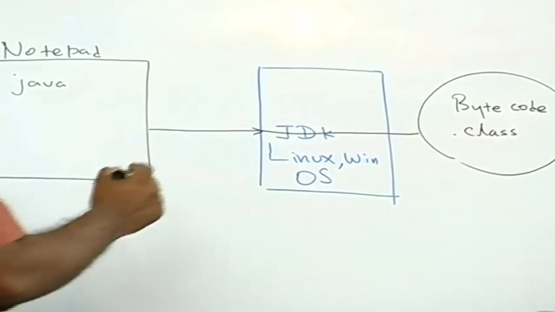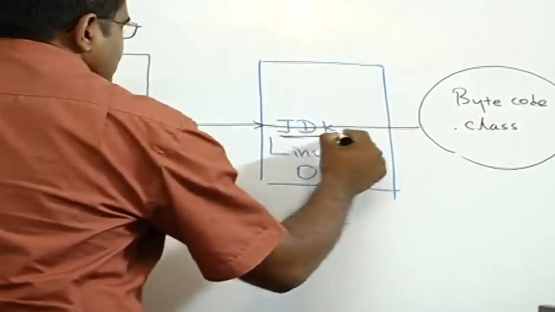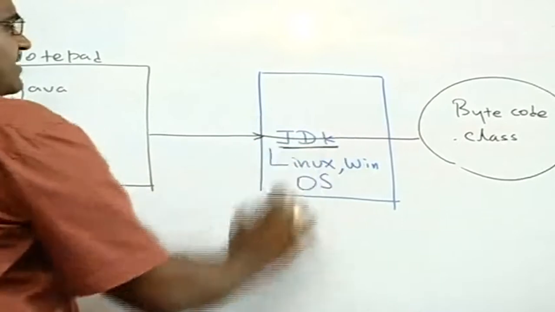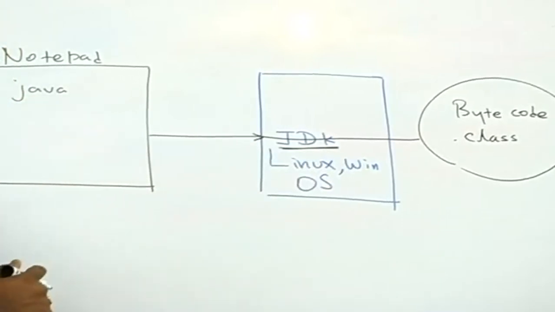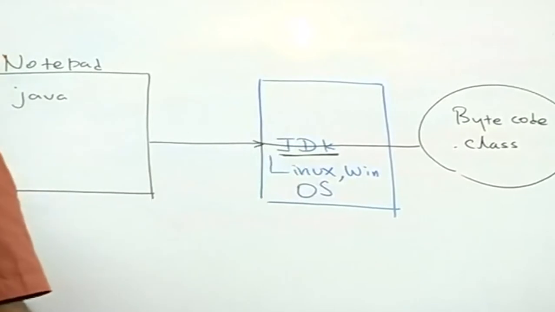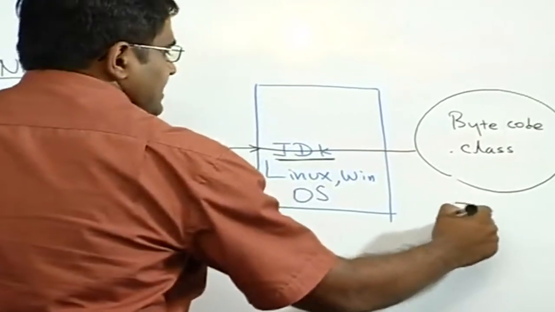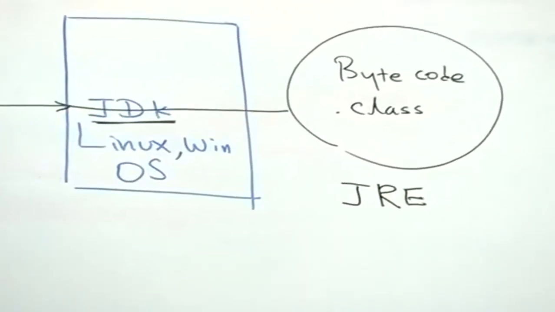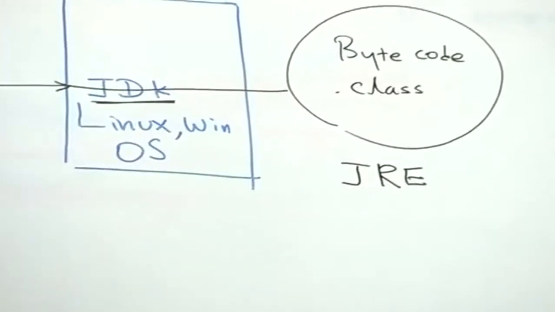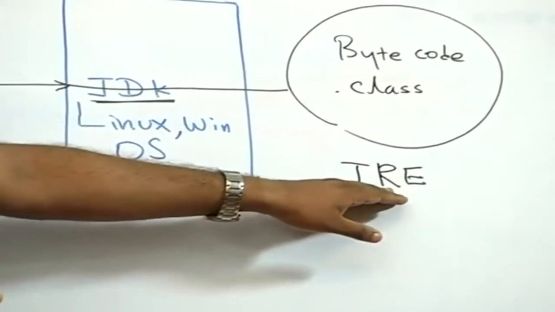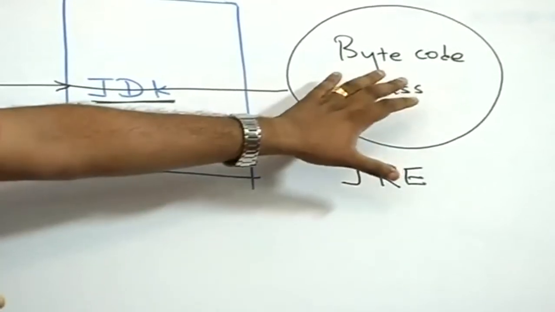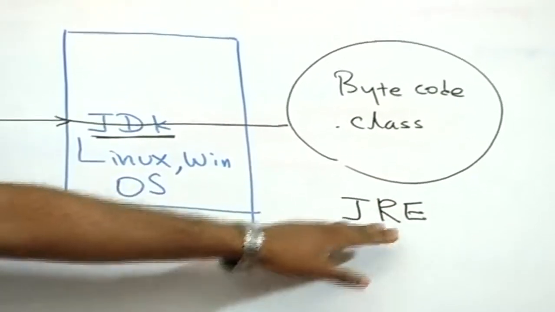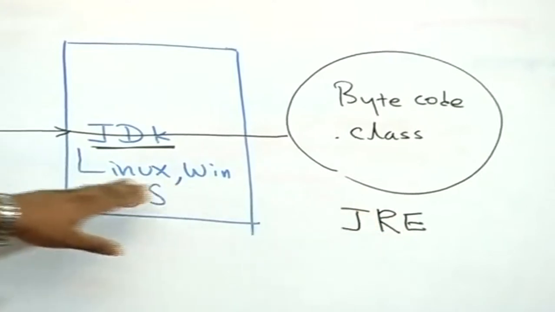So we need the JDK to develop the Java program. In a situation where we are not going to do the development, we are going to only run the Java program, then we don't need the JDK, we should have only the JRE. JRE stands for Java Runtime Environment, and it's used to run the class file. So if you are only running the Java program, then the JRE is enough. But in our case, we need the JDK.